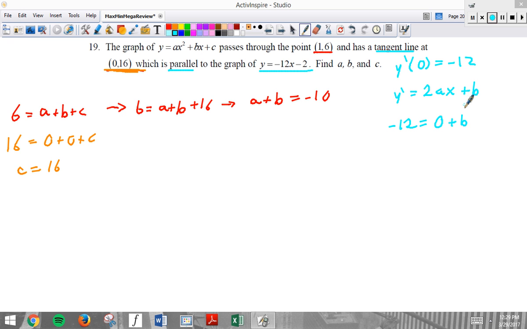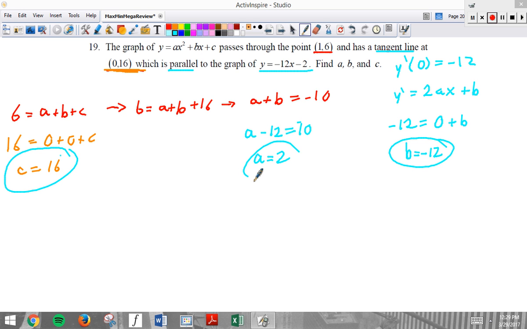Now, again, you want to make sure this says negative 12, not 16. The y coordinate has nothing to do with the derivative at that point. The derivative at that point is just, at the x coordinate, what's the slope? x coordinate, slope. Anyway, b equals negative 12. So we found c. A minus 12 equals negative 10. A equals 2. Done. Did you get it? I hope you did.